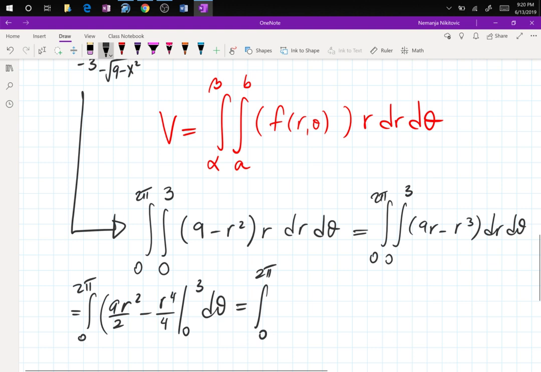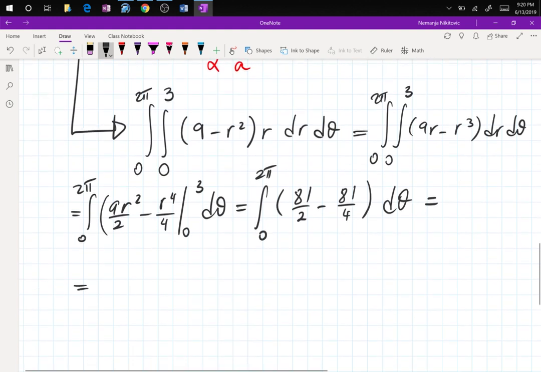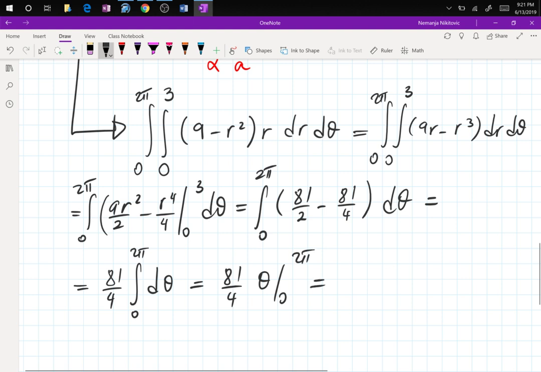So 0 to 2 pi, open parenthesis, plug in 3, that's 9 times 9 over 2, minus 3 to the 4 over 4, d theta. This is further equal to 81 over 4, kick it outside, 0 to 2 pi d theta, which is 81 over 4 theta, computed from 0 to 2 pi. Plug in 2 pi, we get 81 pi over 2 minus 0, and that's it. So we got 81 pi over 2.